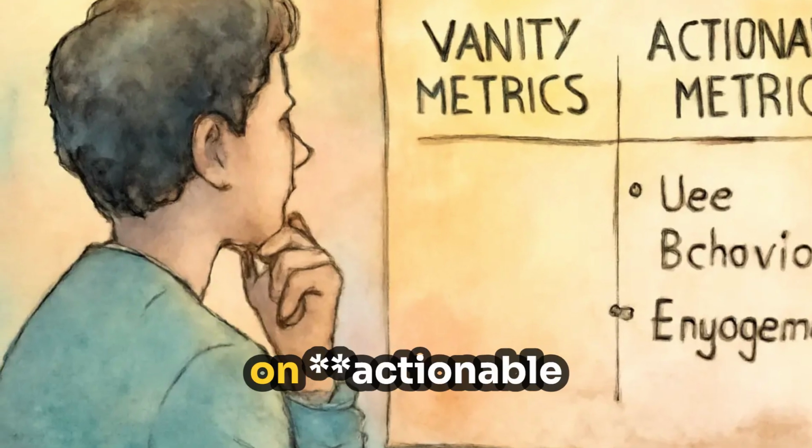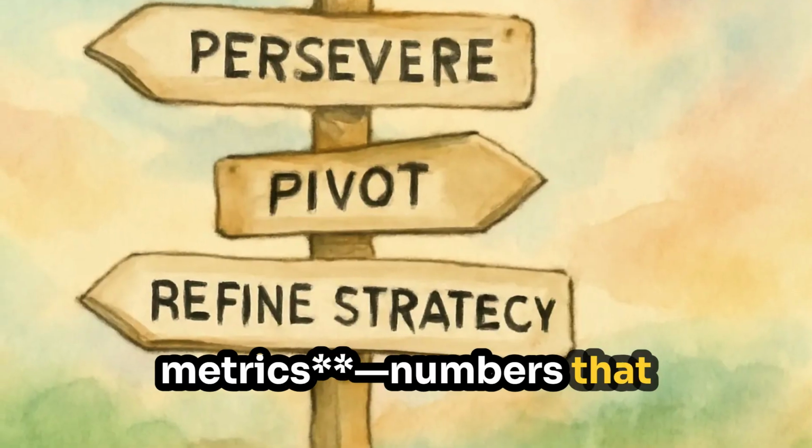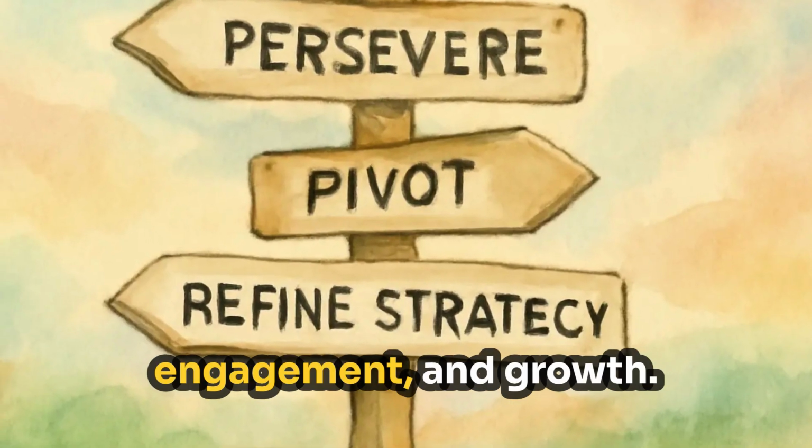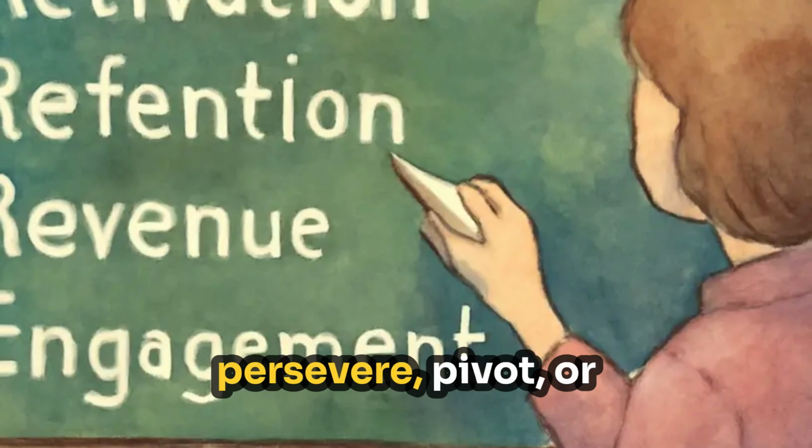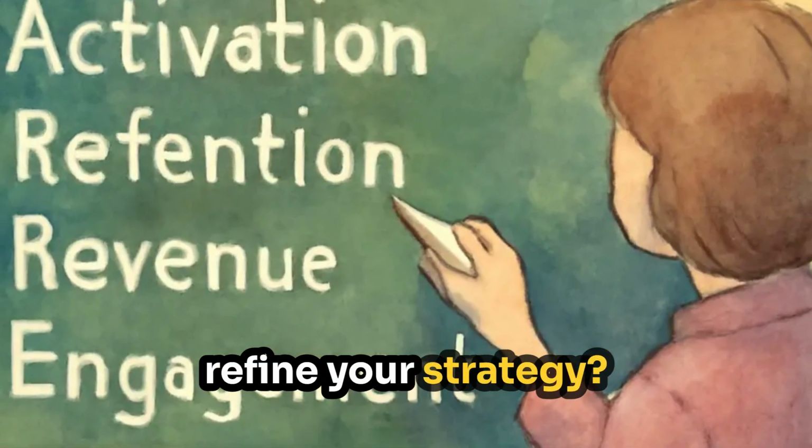The key is to focus on actionable metrics, numbers that reflect true user behavior, engagement, and growth. Actionable metrics help you make decisions. Should you persevere, pivot, or refine your strategy?